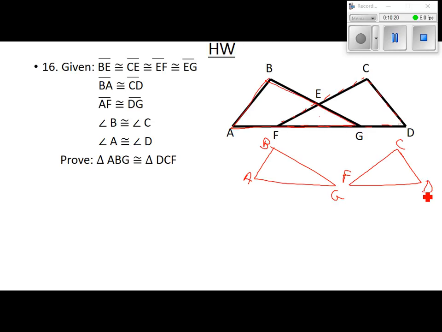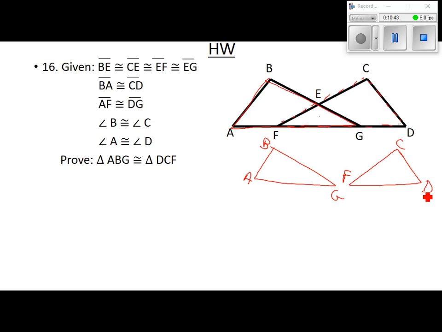So those two triangles look like they might be the same as each other. To show that they're the same as each other, we need to do what we just did on that starter, which is show that all three pairs of sides, or all three sides in this triangle match up to all three sides in that triangle. All three angles in this triangle match up to all three angles in that triangle. Let's go through and see what they gave us here.